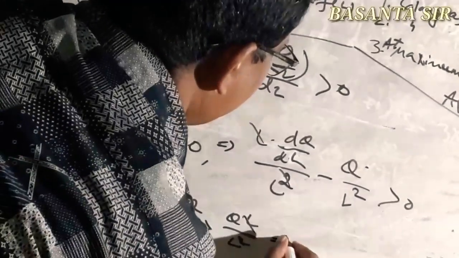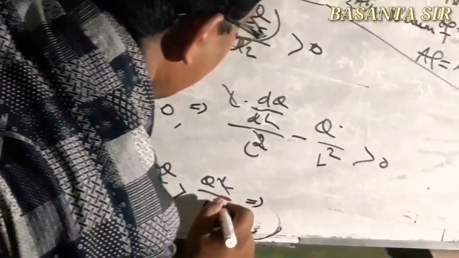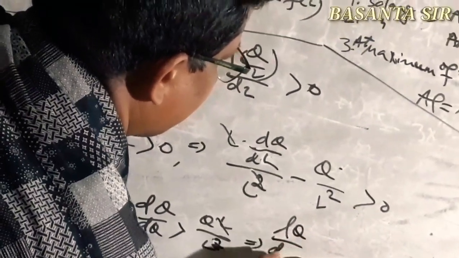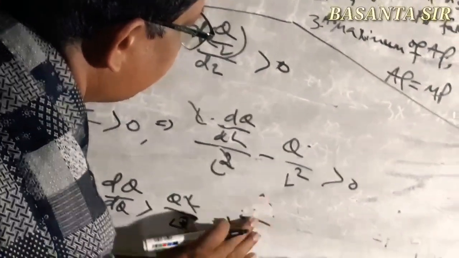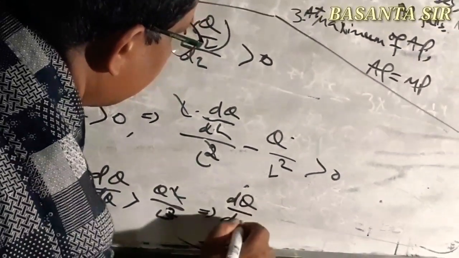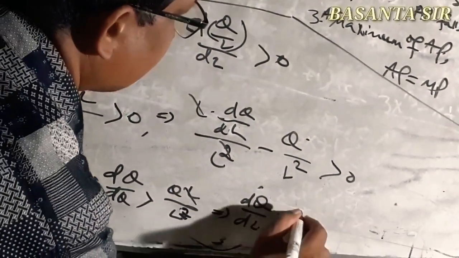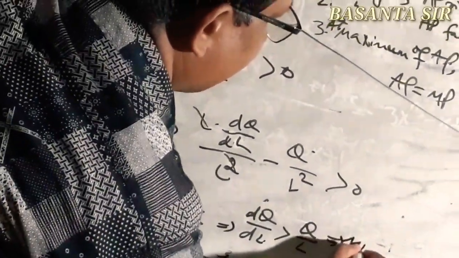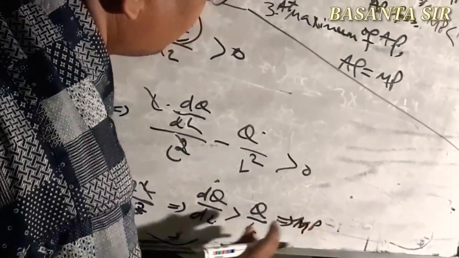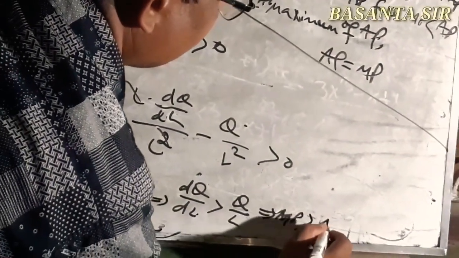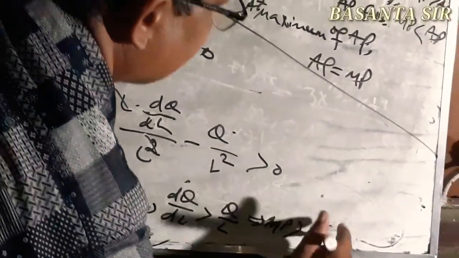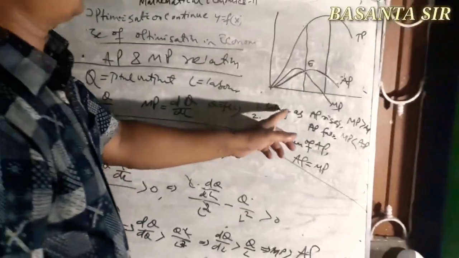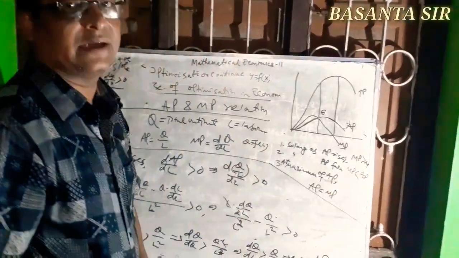So we find dQ by dL greater than Q by L. It is nothing but MP greater than AP. MP greater than AP. We proved the first one: so long as AP rises, MP is greater than AP.